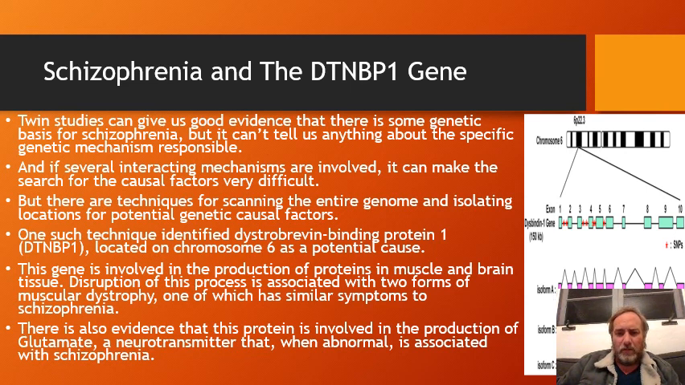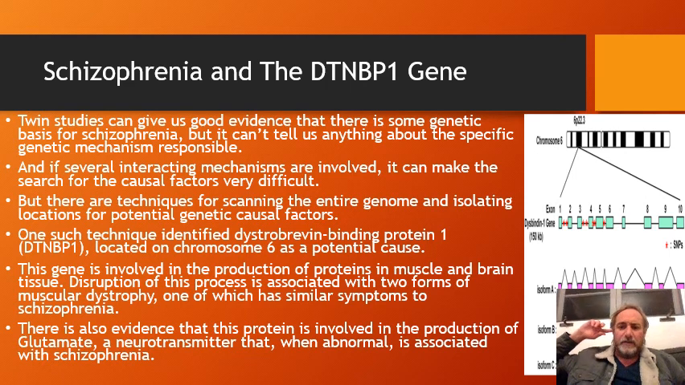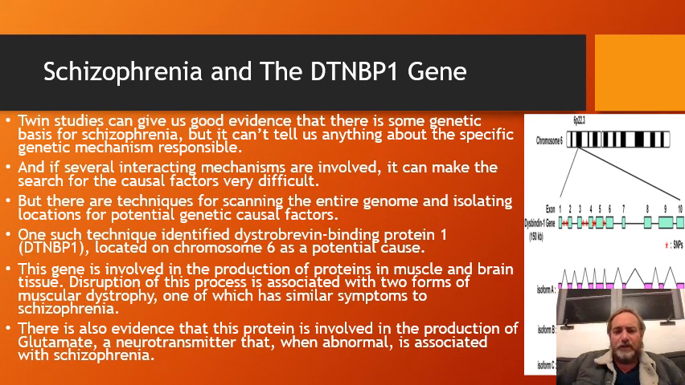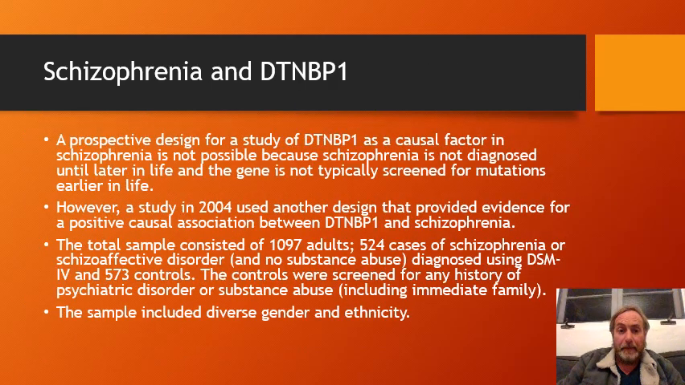Why do I think it's a cause? Several reasons. It's involved in the production of proteins in muscle and brain tissue, and disruption of that process is associated with some forms of muscular dystrophy, and one of those has similar symptoms to schizophrenia. There's also evidence that this protein is involved in the production of glutamate, a neurotransmitter that is associated with schizophrenia when it's abnormal. So that, combined with this scanning technique, which is more a statistical technique, suggests that this particular gene may be something to look at as a potential causal factor.